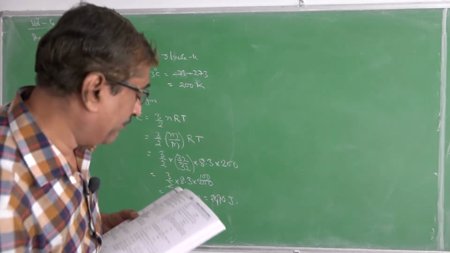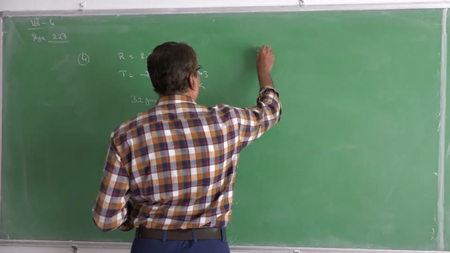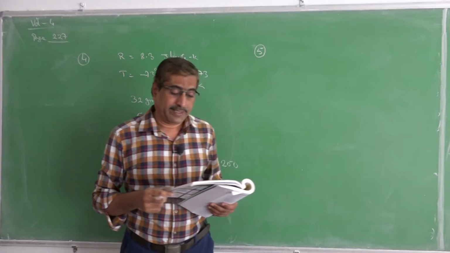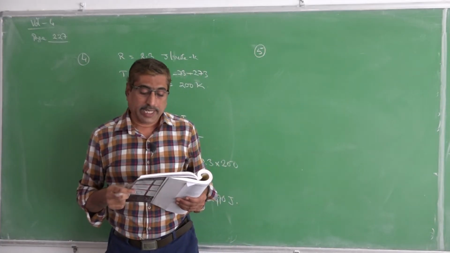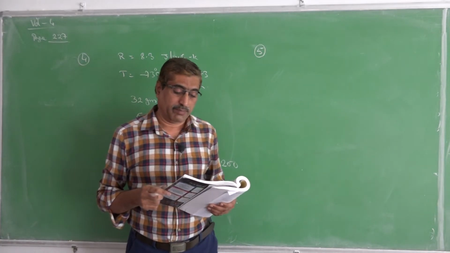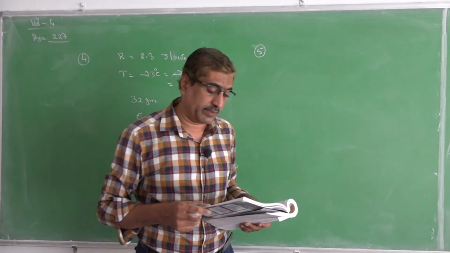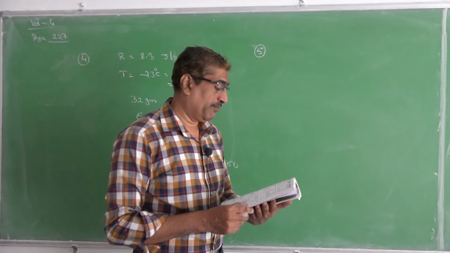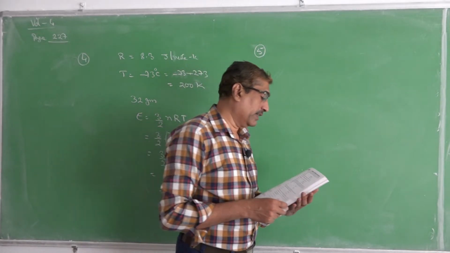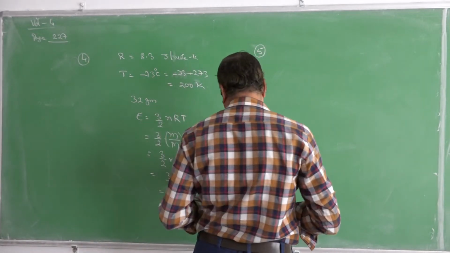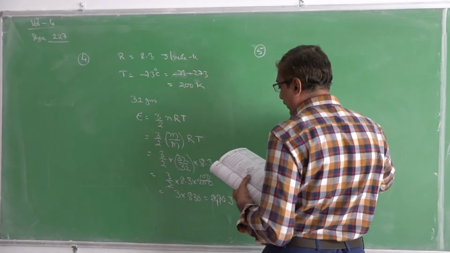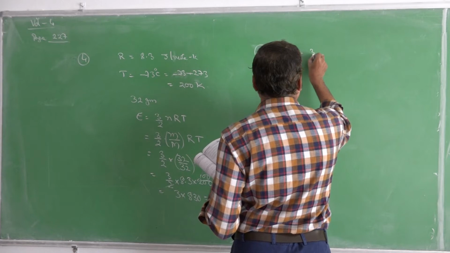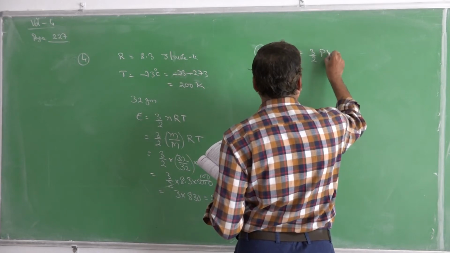Okay, next, fifth one. The total kinetic energy of 8 liter of helium molecules at 5 atmospheric pressure will be, given 1 atmosphere is 1.013 into 10 to the power 5 Pascal. So the kinetic energy is given by 3 by 2 PV.